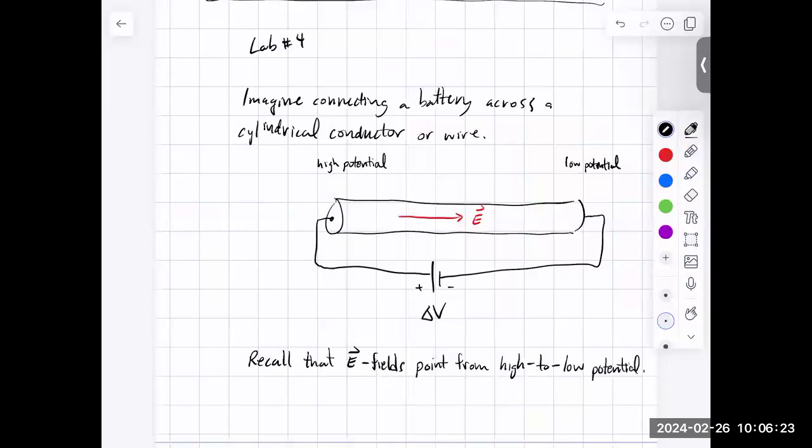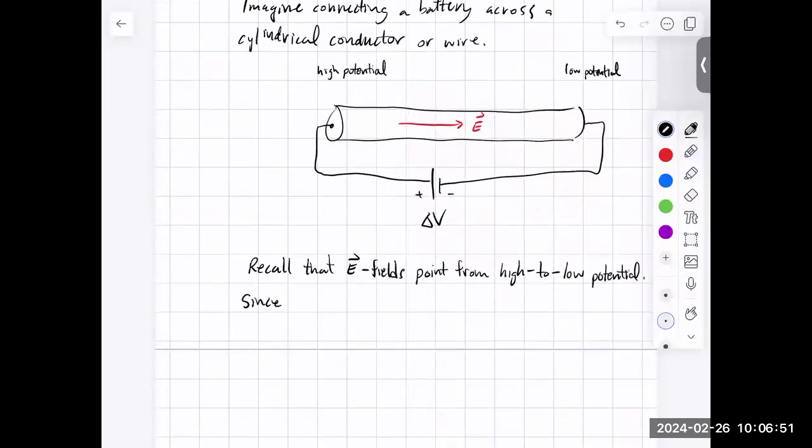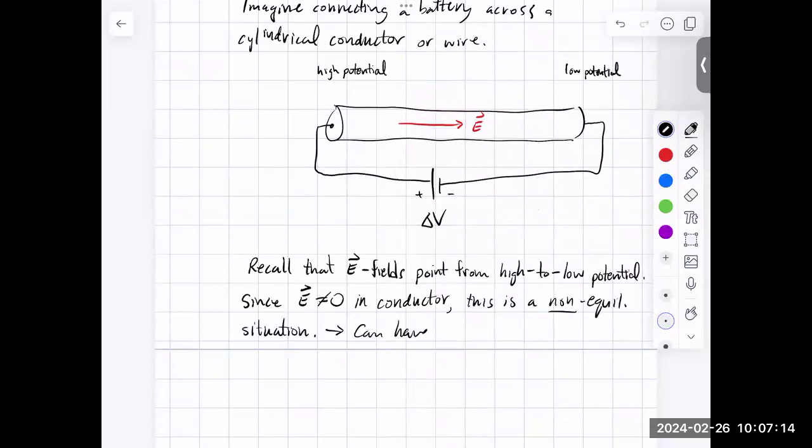Here, if we force the potential difference across our conductor such that there is an electric field inside the metal of the wire, then that means that this is not an equilibrium situation. And if it's not an equilibrium situation, that means we can have the net flow of charge, and that net flow of charge is going to be the current in our circuit. So since the electric field is not equal to zero in our conductor, this is a non-equilibrium situation. And so that means that we can have a net flow of charge.